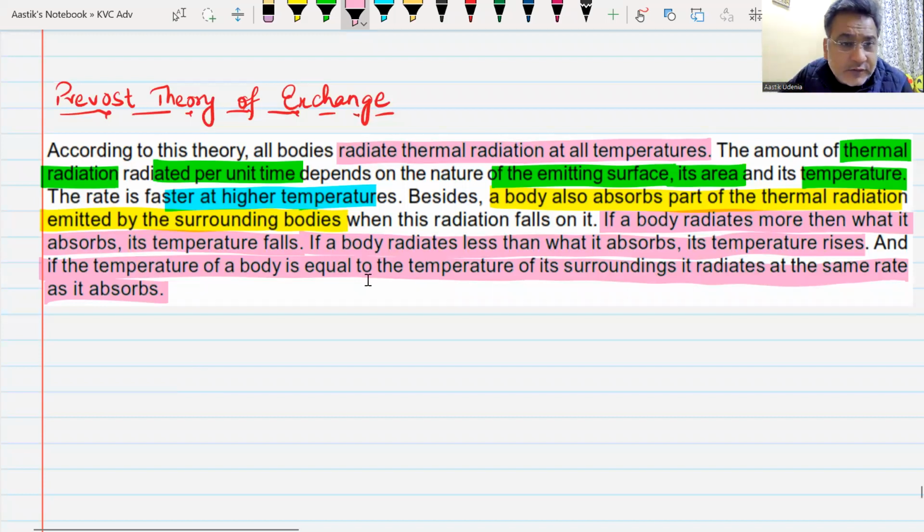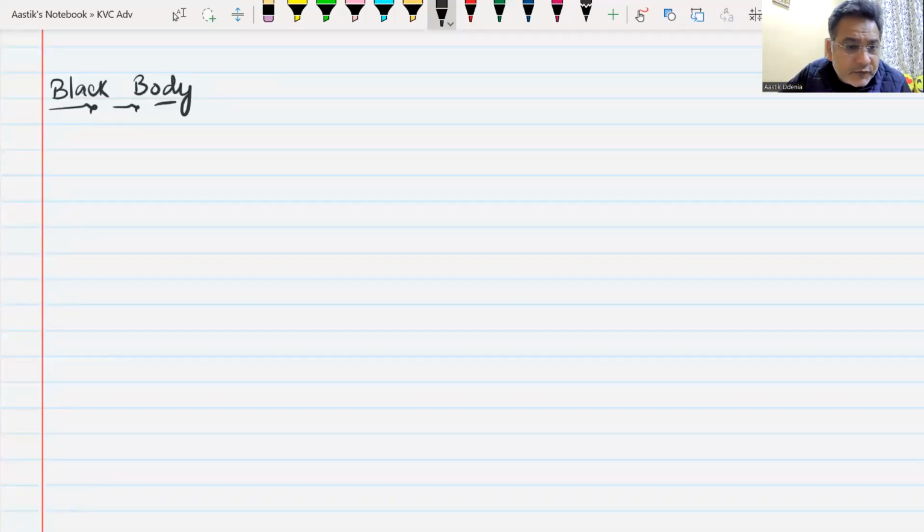Black body or a perfectly black body. What would be a perfectly black body? Now, as we have seen by Prevost's theory of exchange, a body emits thermal radiation, and at the same time it absorbs the thermal radiations which are emitted by nearby bodies. What is a black body? What do you understand by a black body?